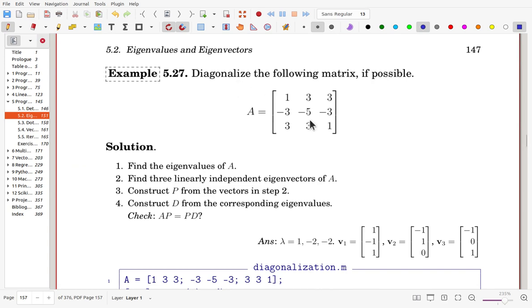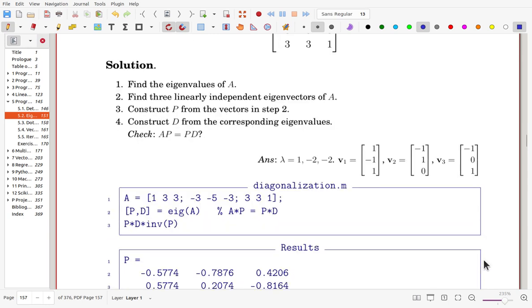Diagonalize the following matrix if possible. That means that we have to check if it has 3 linearly independent eigenvectors. Okay, the solution is here. First, we try to find the eigenvalues and the 3 linearly independent eigenvectors, and we can construct P by using the eigenvectors, and we can construct D from the corresponding eigenvalues. That's the order. Now here we did it in this way.